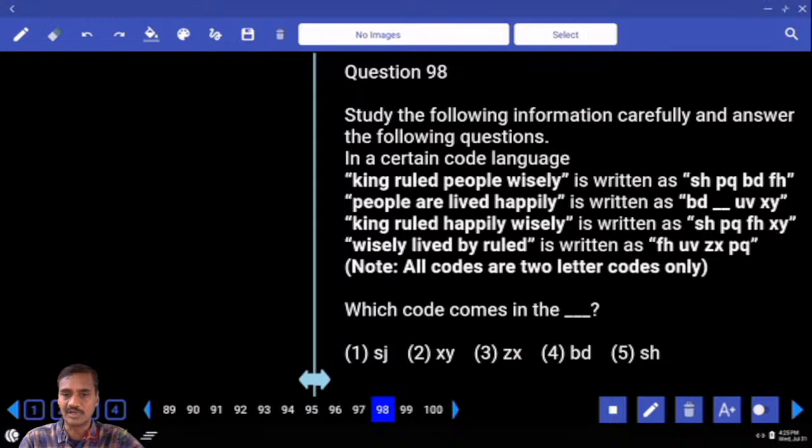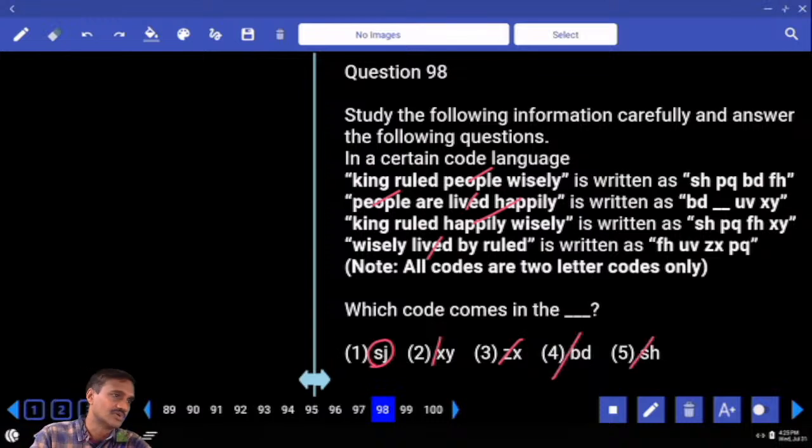Then people are lived happily. Now people is common. And next one, lived is common. And next one, happily is common. And next one, are. Now R is nowhere. The code for this R must be any code other than the given codes. Any code other than the given codes, then SJ. SJ is not there, so it can be the code. XY cannot be. And ZX cannot be. B and D cannot be. S and H cannot be. What is your answer? Choice 1 is the answer for 98.